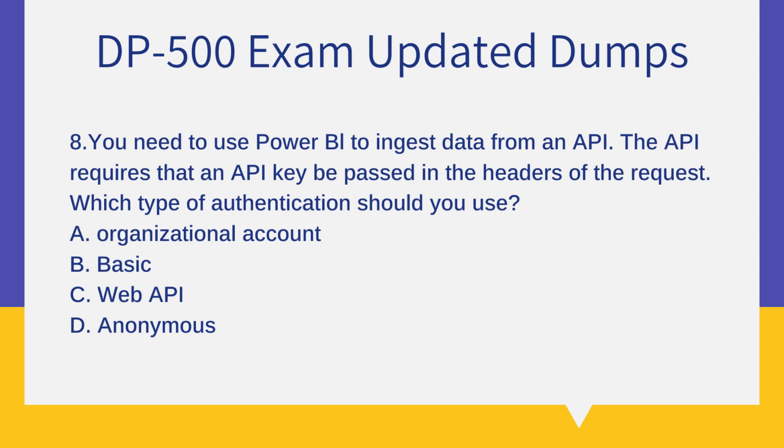8. You need to use Power BI to ingest data from an API. The API requires that an API key be passed in the headers of the request. Which type of authentication should you use? A. Organizational account. B. Basic. C. Web API. D. Anonymous.